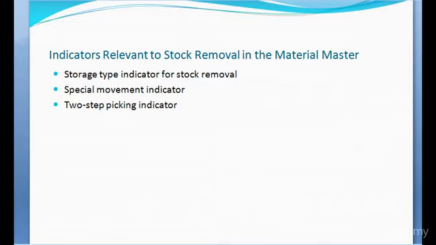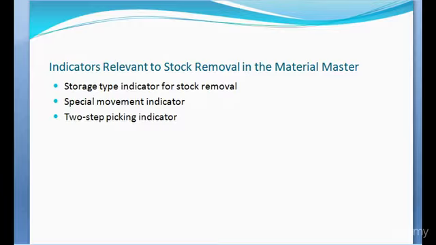So the search starts with checking the indicator that has been maintained in the material master. Basically, the storage type indicator for stock removal is the key which would direct this search to the correct search sequence. There is also a special movement indicator and a two-step picking indicator that is maintained in the material master and which influences the way the stock removal takes place. We will see the storage type indicator for stock removal and its use in an example that I'm going to show you after this particular presentation.